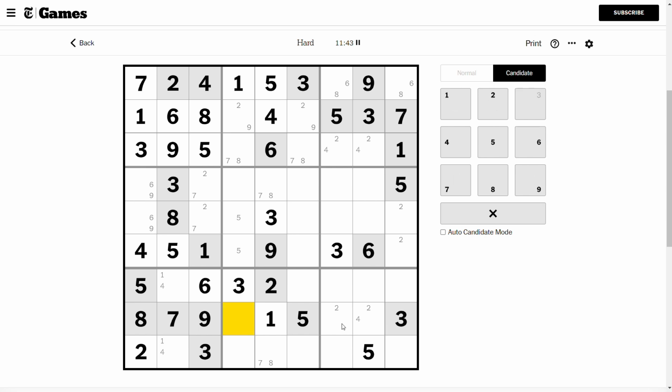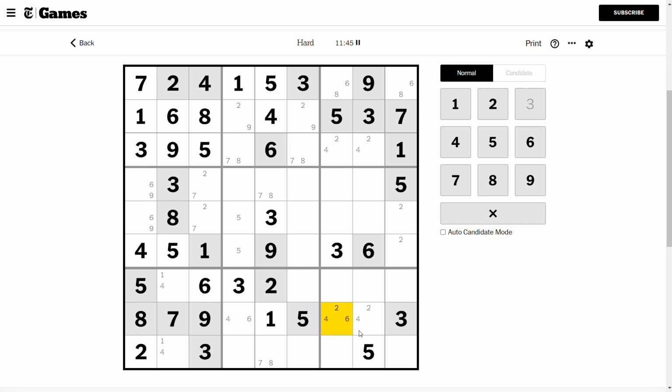2, 4, and 6 are the missing digits of row 8. 2, 4, and 6 like this. Well, 5 in this cell is eliminated, because I placed this 5 some time ago. So these 5s force the digit 5 into this cell in block 5. Oh, all 5s are placed.